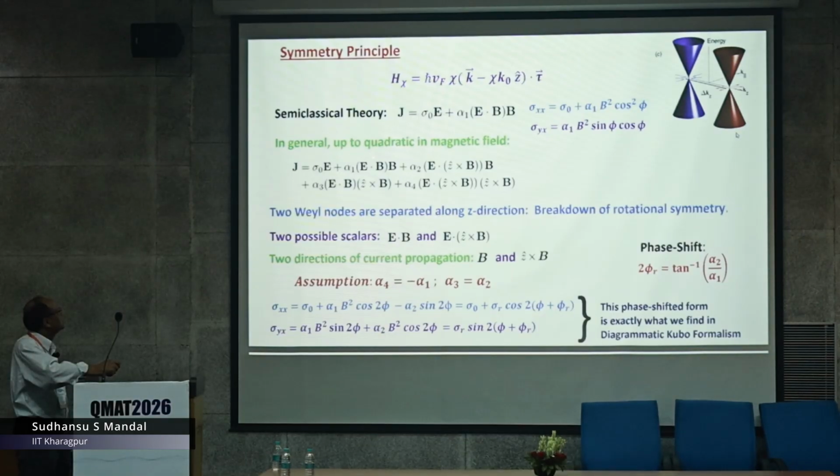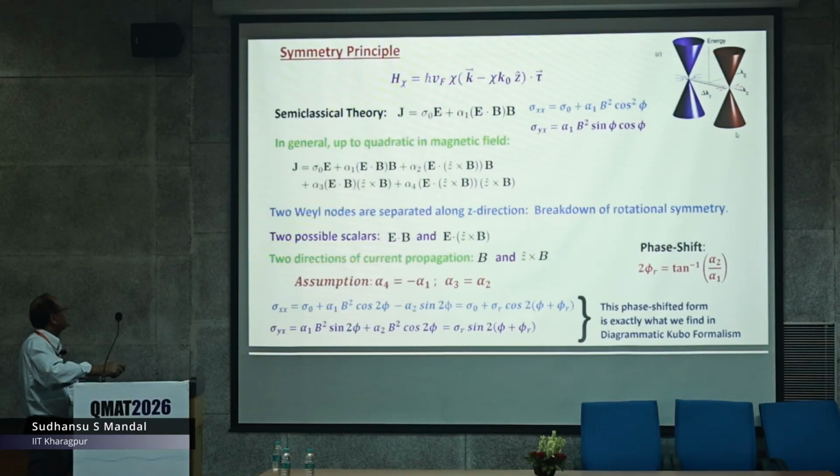This is the term, the same thing. So what three more terms you will get here are quadratic in B and linear in E. And that is because you have the rotational symmetry broken, and the two Weyl nodes are along the z direction. So you have non-zero E dot z cross B also. That gives you the conductivity as well. So because of the two scalars, E dot B and E dot z cross B, the current propagates along B and z cross B.